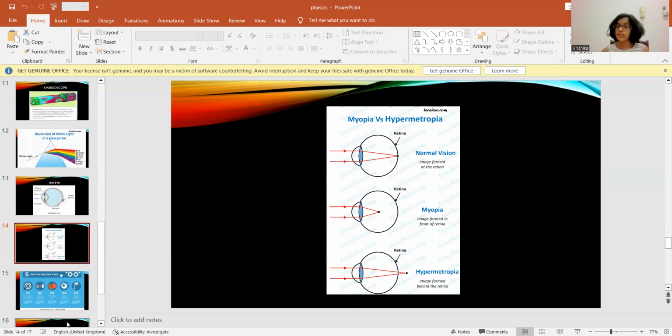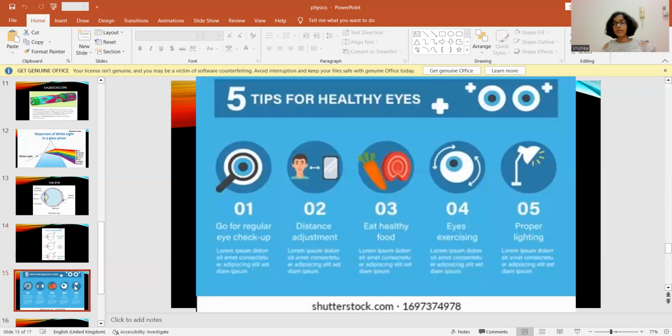Myopia is an eye defect that does not allow you to see things that are far away. Whereas in hypermetropia, you cannot see objects that are close to you. Myopia is also called as short-sightedness, whereas hypermetropia is called long-sightedness.